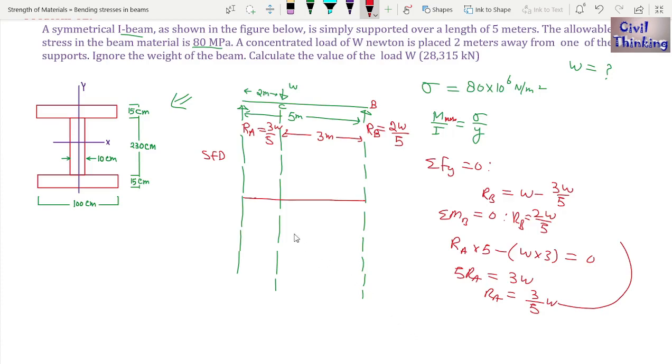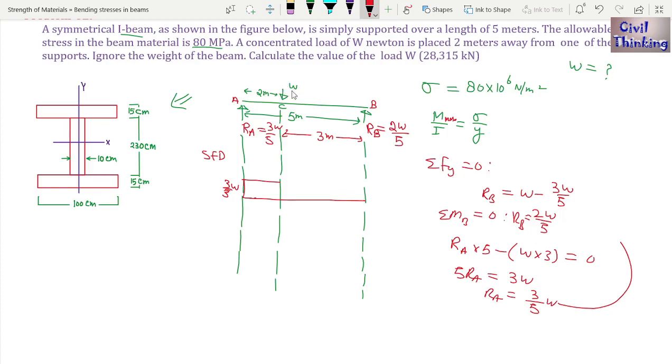Now let me draw the shear force diagram. Okay, now it is 3 by 5W. Let me assume upward reactions to be positive. Let me say this is 3 by 5W. Now this is point A, this is C. Now at C there is no load, right? So it is going to be flat.